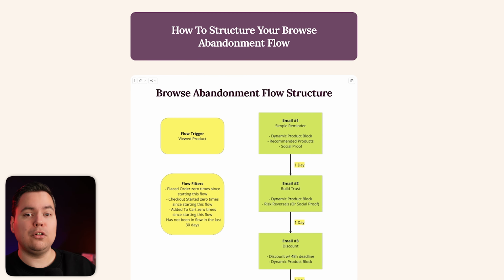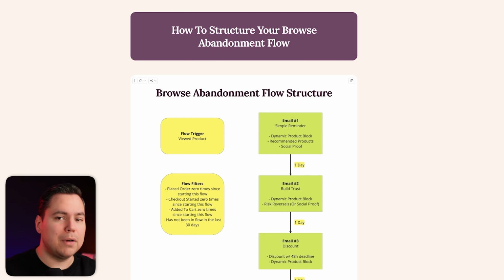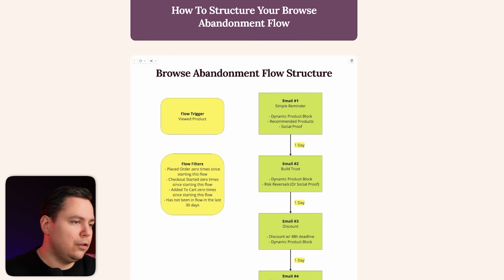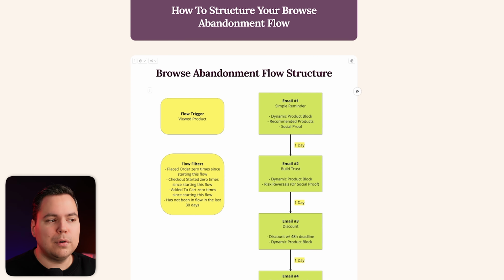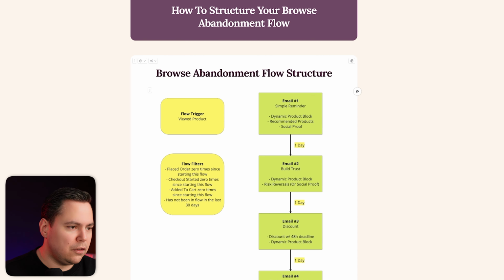So how to structure a good, high converting browse abandonment flow in 2026. First of all, the flow trigger is a viewed product. We have a couple of flow filters: placed order 0 times since starting this flow, checkout started 0 times since starting this flow, added to cart 0 times since starting this flow, and has not been in the flow in the last 30 days, to have a cooldown period.